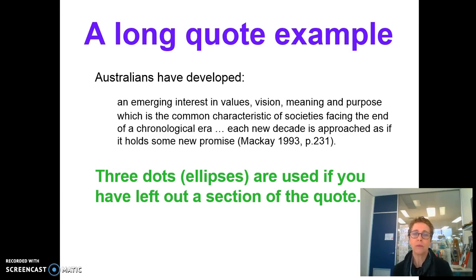Those three little dots in the middle are really handy. They are called ellipses, and if you've got a quote, but in the middle of that quote you've got some stuff that's not very important, you can take it out and replace it with those three dots. It's a really good way to save your word count.